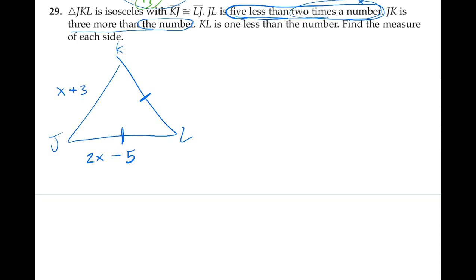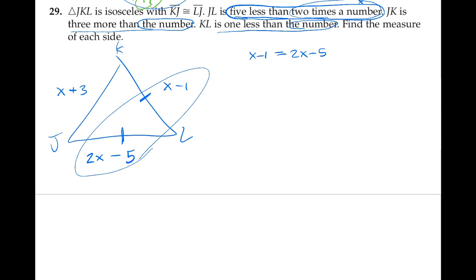And then the last one is 1 less than the number, so just the number minus 1. So KL is just X minus 1. Find the measure of each side. Again, these are the 2 sides that match. So we go X minus 1 equals 2X minus 5. We subtract the X from both sides, we add the 5 to both sides, and we end up getting X equals 4.